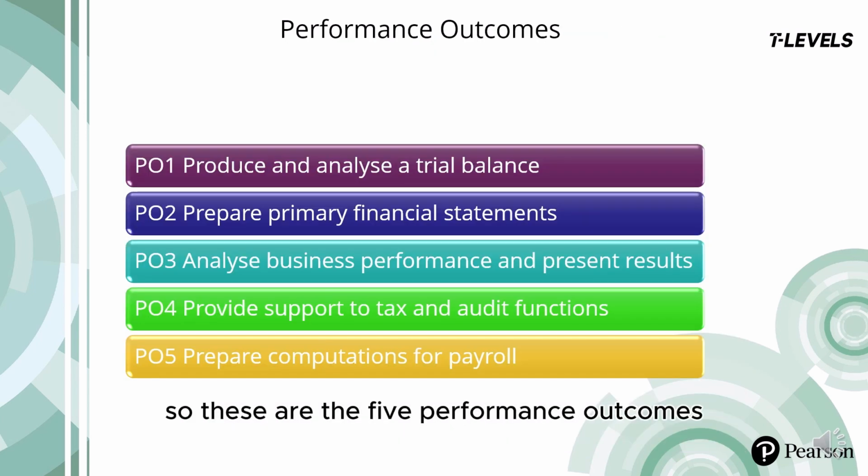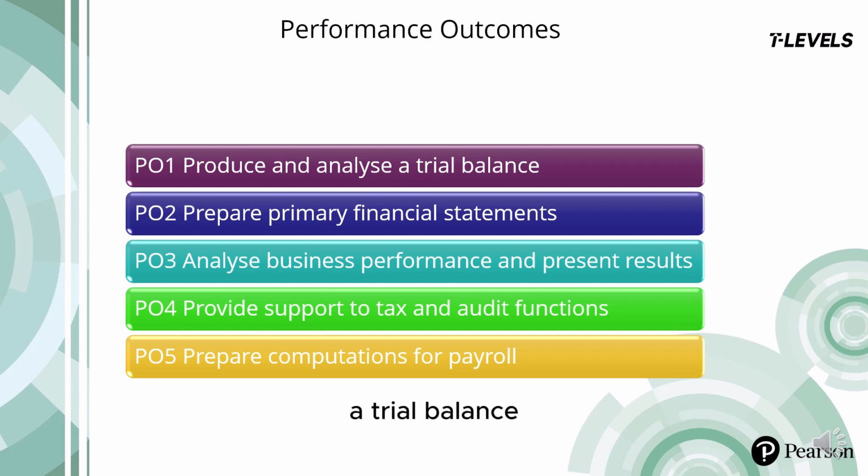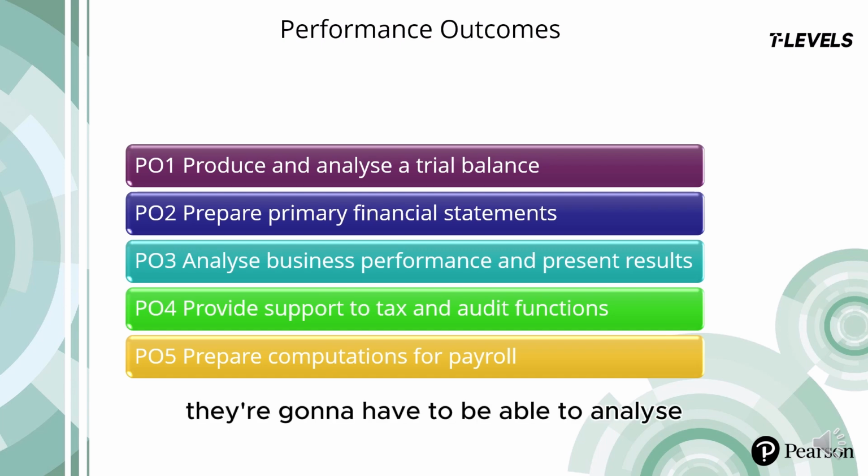So these are the 5 performance outcomes that students are being assessed against. So you can see here that they need to be able to produce and analyse a trial balance. They're going to have to be able to prepare primary financial statements. They're going to have to be able to analyse business performance and present results. They're going to have to provide support to tax and audit functions, and then they're going to have to prepare computations for payroll. Now, equally again, these do not appear in this order within the occupational specialism.